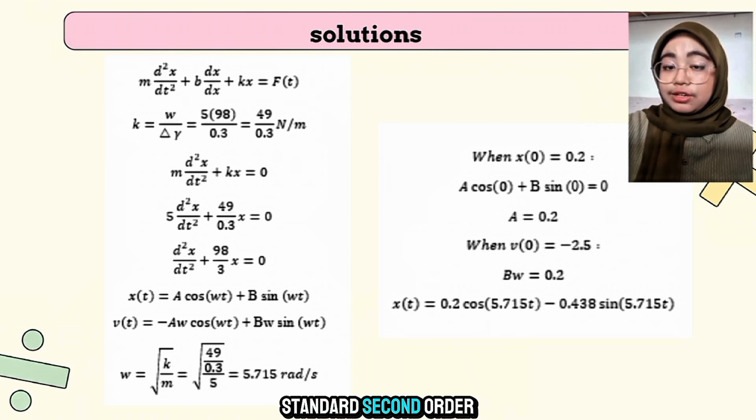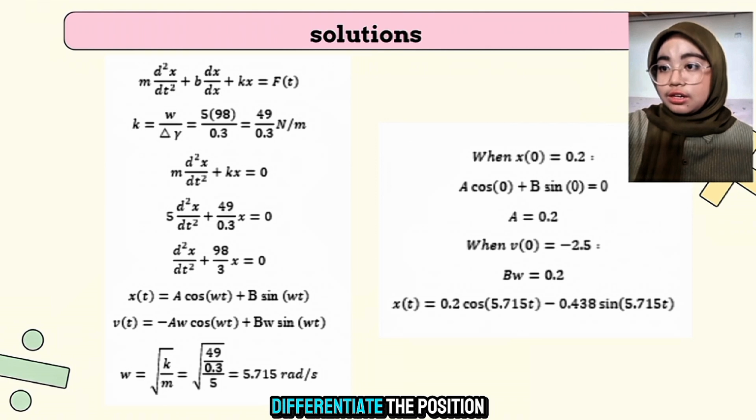This is a standard second order linear differential equation with no damping. The general solution is of the form x(t) = a cos omega t + b sin omega t. To find omega, we use the formula omega equal to square root of k over m. So omega is equal to square root of (49/0.3) divided by 5. So it equals square root of 163.33 over 5. So the omega will be equal to 5.715 radian per second.